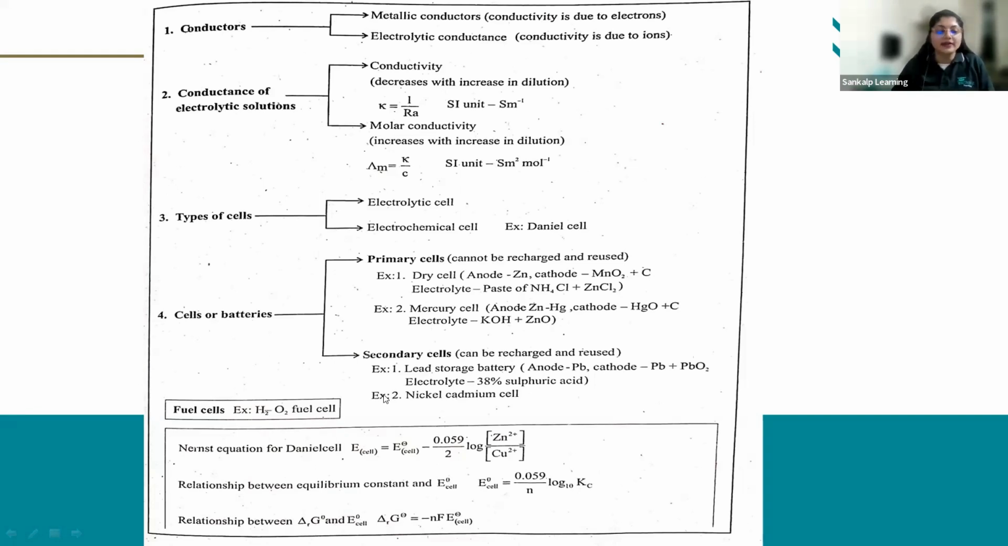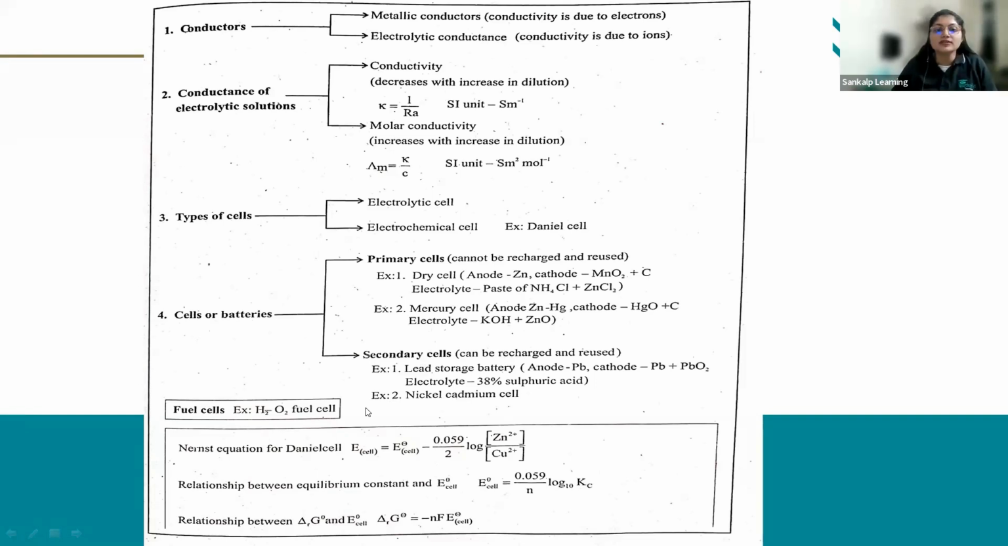Now some substances which cannot pass electricity, what are they called? They are called insulators. Some substances do not allow the passage of electric current through them. Such substances are called insulators, or non-conductors. Which are the substances? Like rubber, plastic, ceramic, glass, wood. These are some of the examples of insulators.